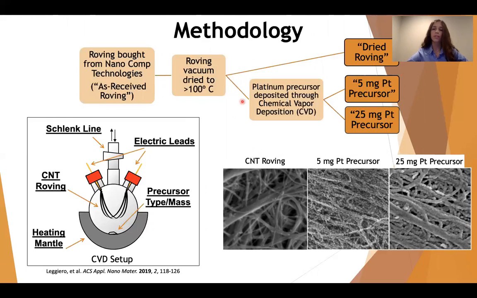Some of the dried roving was taken and put through chemical vapor deposition. The process for that, the setup, is shown right here. Different masses of platinum precursor were deposited onto the roving, creating 2 more samples, a 5 milligram platinum precursor sample and a 25 milligram platinum precursor sample. These 3 samples are shown here with SEM images.